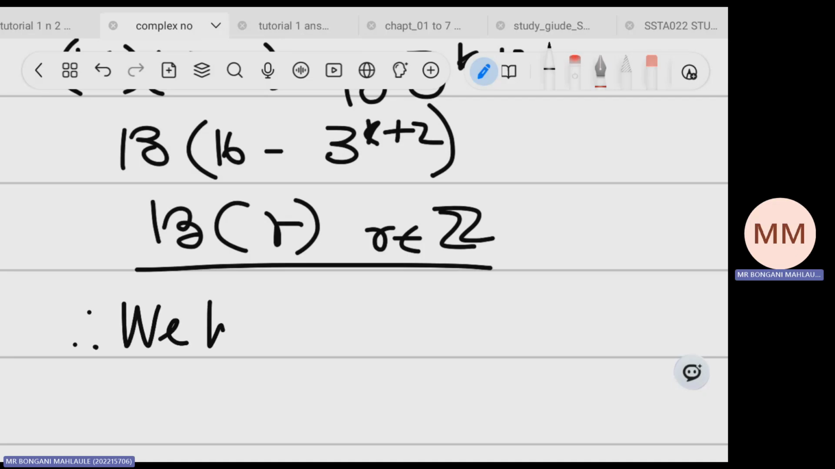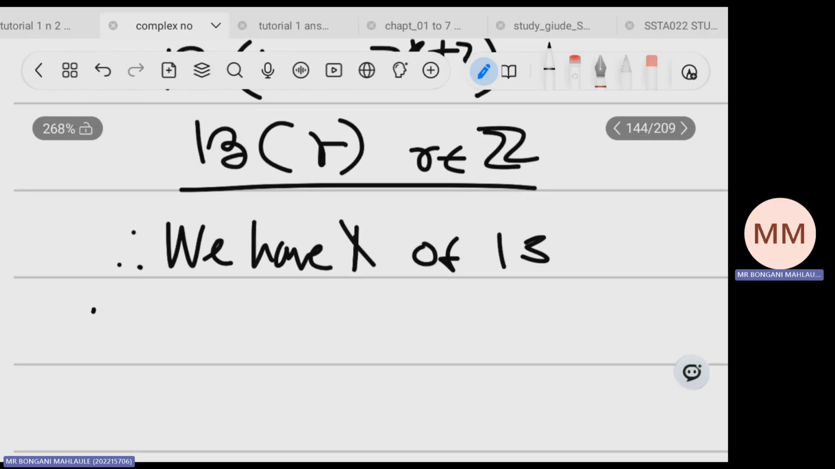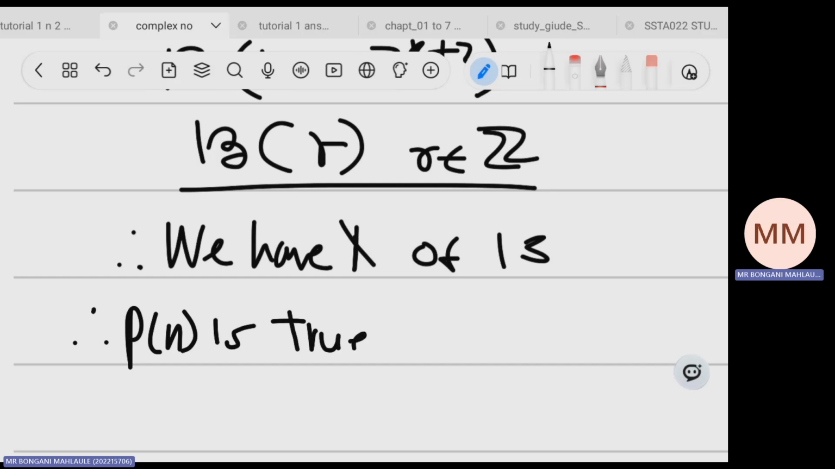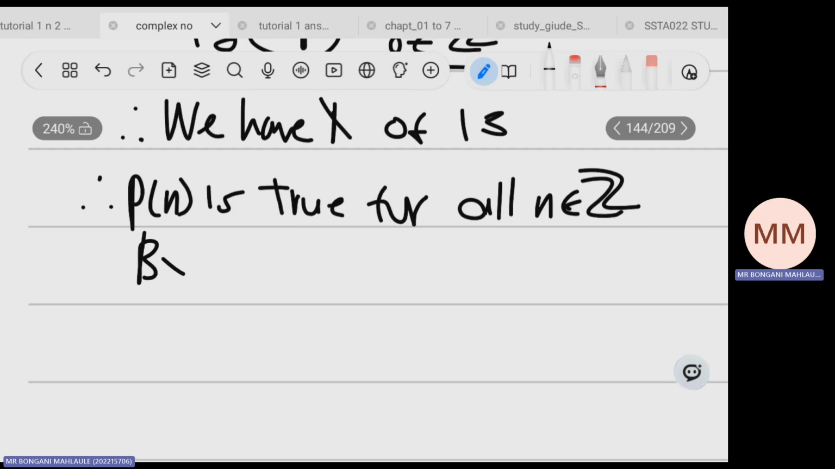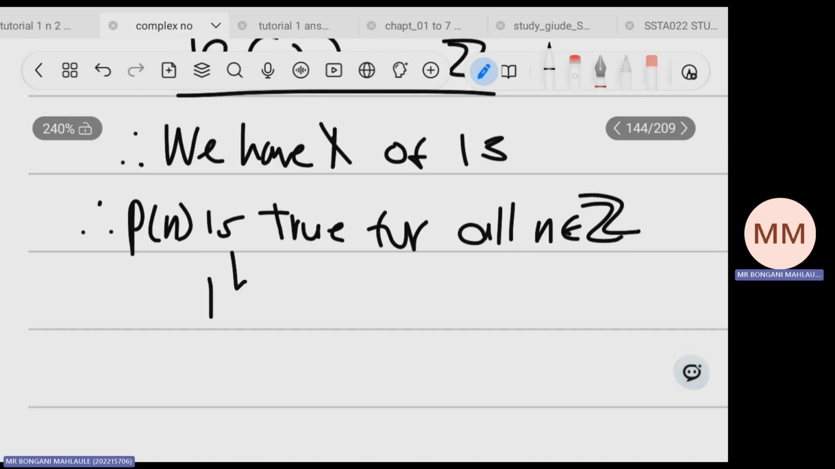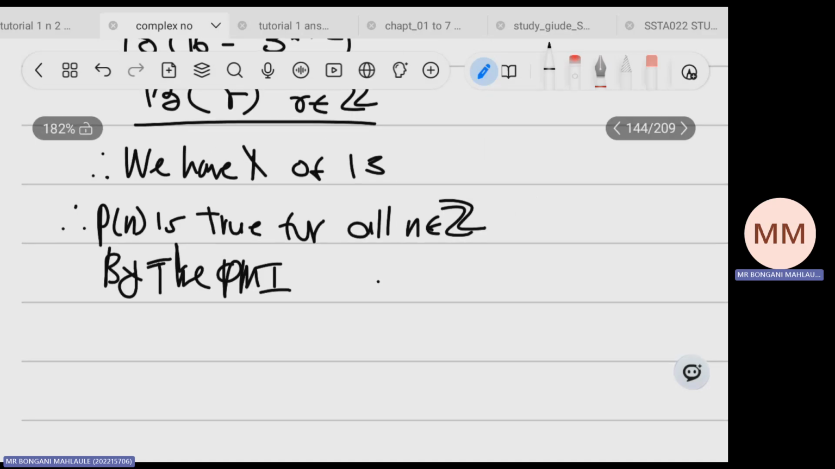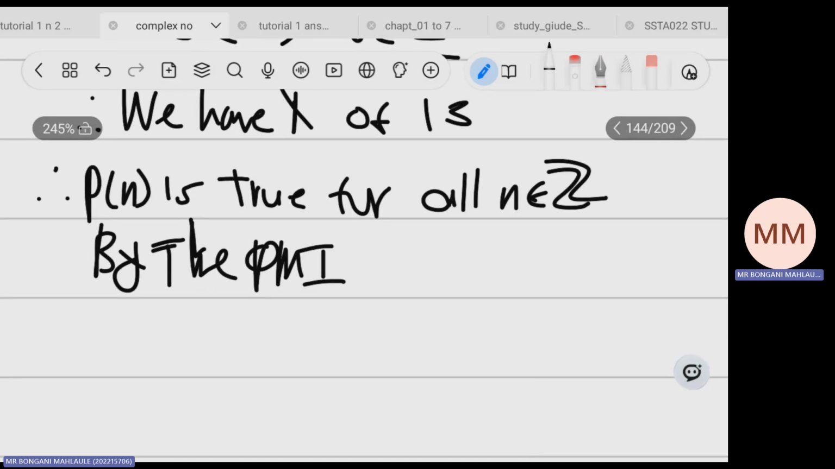Therefore we have a multiple of 13. So you conclude by saying therefore P of n is true for all n values being an element of integers, by the principle of mathematical induction. This is true.